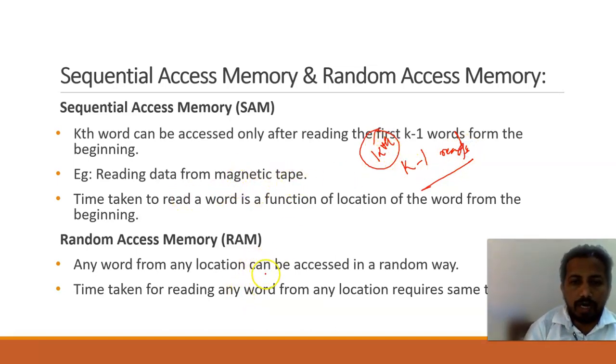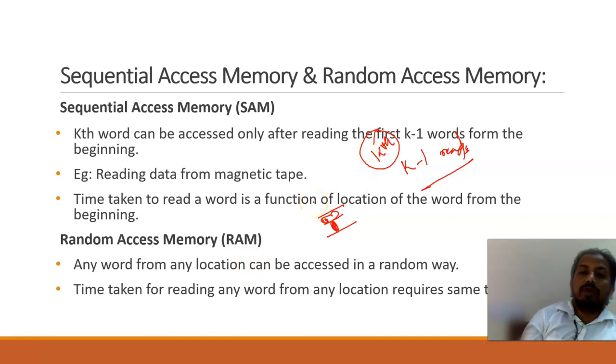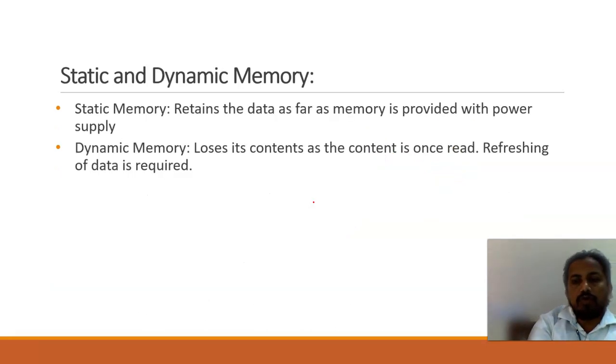But when you go for random access, wherever the word is, say the 10th word you want to read, directly you can go to the 10th. It is not required that the first 9 words have to be read in random access. But in sequential access, you need to read all those words. So that is the difference between random access and sequential access memories. Sequential access memories are usually very slow in nature.